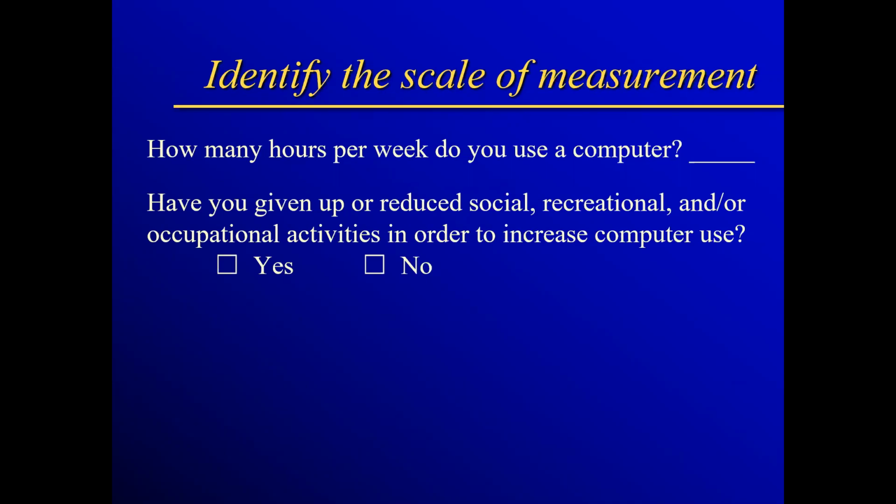If there is a true zero, here's a good general rule. If there is a true zero, meaning you can have the absence of whatever you're measuring, it's always going to be a ratio.